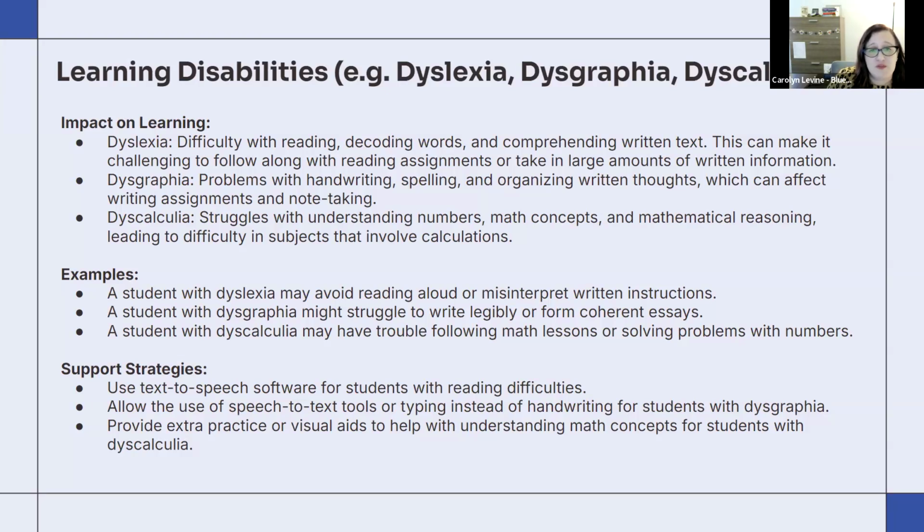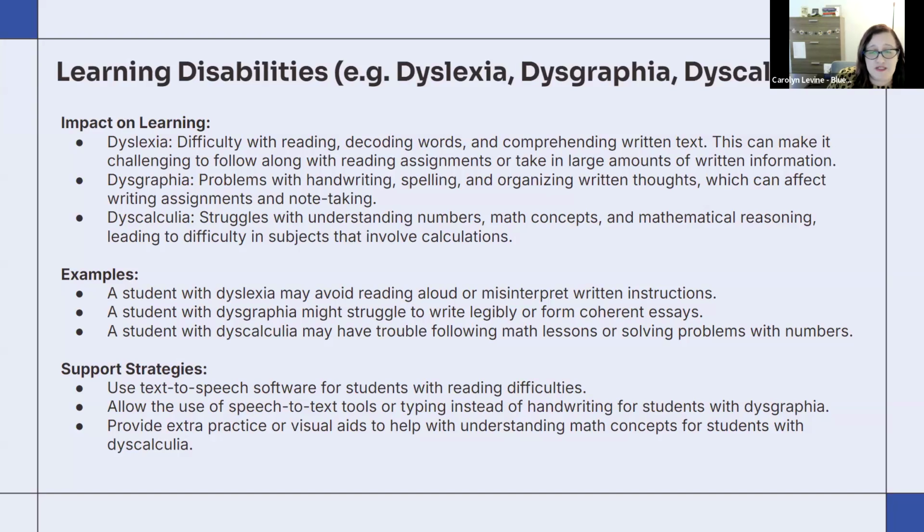Dysgraphia is when folks have difficulties with handwriting, spelling, and organizing written thoughts, which naturally is going to affect their writing assignments and note-taking ability. And then dyscalculia is specific to numbers and math concepts. So anything math related is going to be difficult for them.